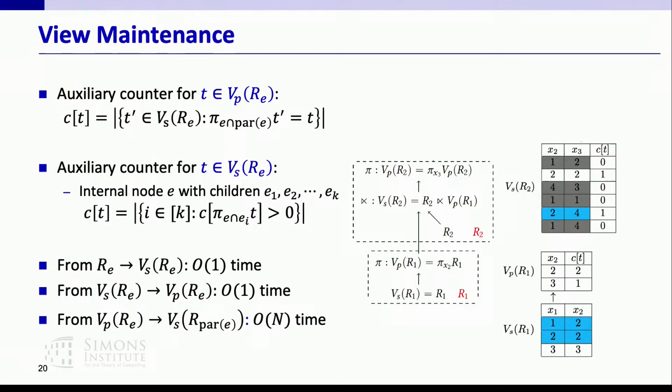In this semi-join view, if you change this 2 to some other value, say this 2 is deleted or another value is inserted, then you have to change this many counters in this table. So this is the worst case analysis here. Later we will see how to do better.